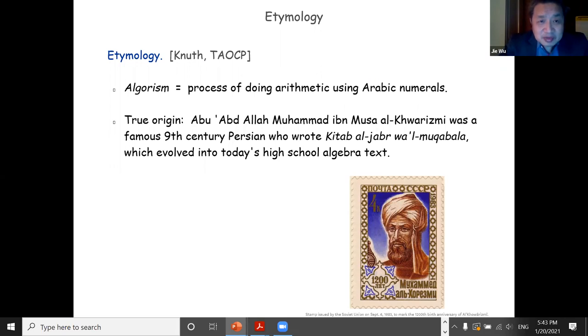And then a little history. Surprisingly, the word algorithm comes from Arabic. It really means the process of doing arithmetic using Arabic numerals. The true origin is a famous mathematician, although I don't know how to pronounce his name. Fortunately, we have an Iranian student here who can volunteer. Nadia, you may want to turn on your microphone.